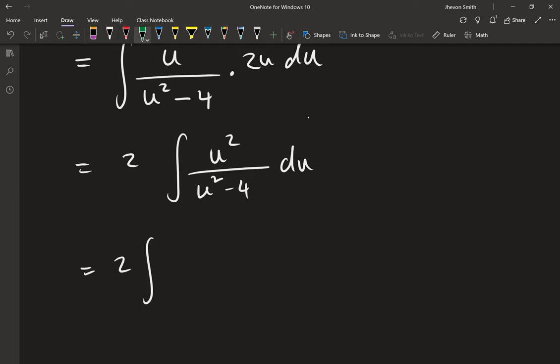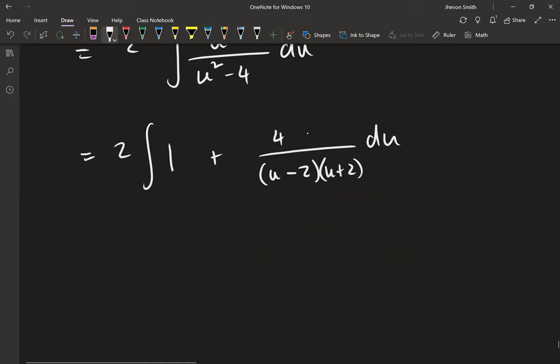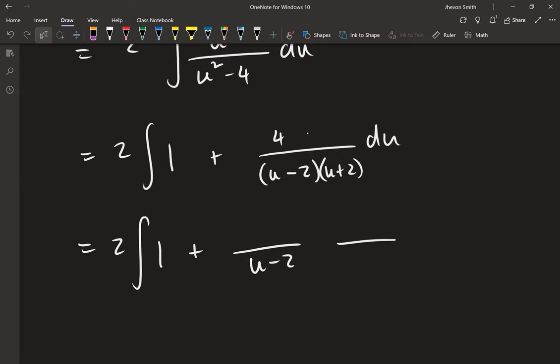What I would do at this point is subtract a 4, add a 4. That allows me to break this up into 1 plus 4 over x squared minus 4, which I would think of as 4 over u squared minus 4. So I would think of this as u minus 2 times u plus 2. And again, by the cover-up method, I can break this up into something over u minus 2 plus something over u plus 2 relatively quickly. Cover up the u minus 2 and plug in u equals 2, I would get 1. Cover up the u plus 2, plug in u equals minus 2, I would get minus 1.